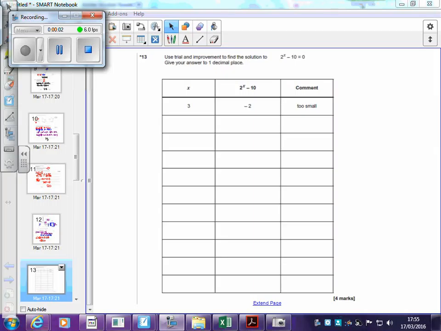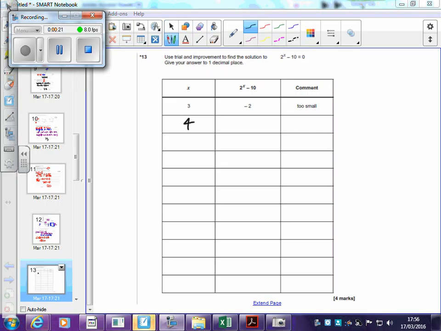Question 13, we want to use trial and improvement to find the solution to 2 to the x minus 10 equals 0, giving our answer to one decimal place. They've already given us the first guess, which was 3, giving the answer minus 2, which was too small. It's only a little bit too small, so I'm only going to go a little bit higher, and I'm going to start by guessing 4.